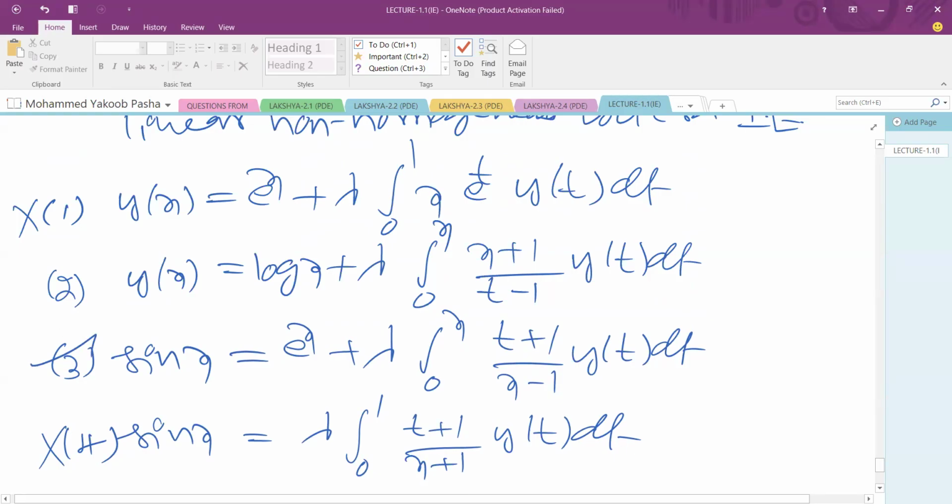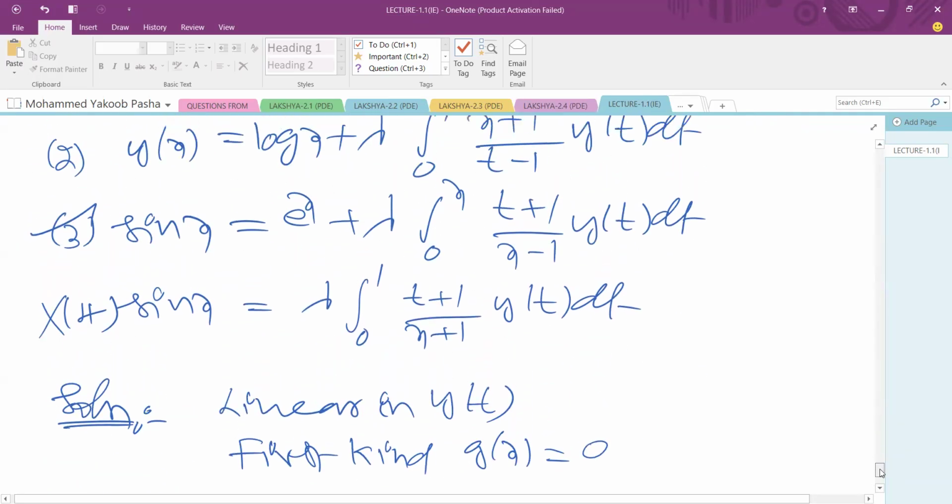Okay. So we can know the classification of the integral equations.